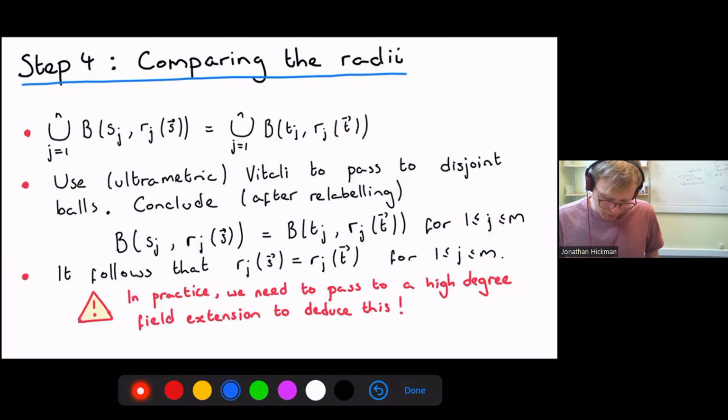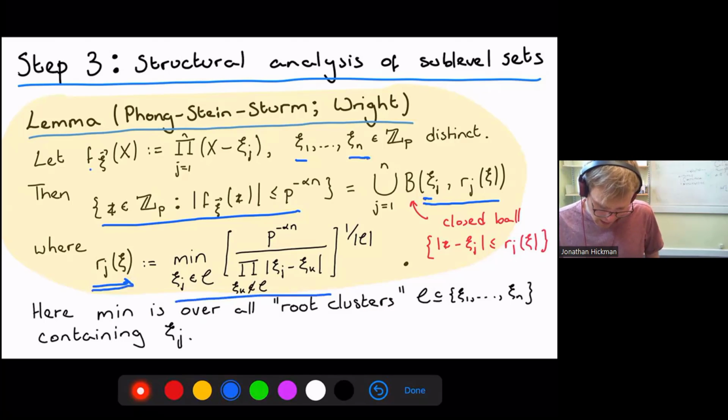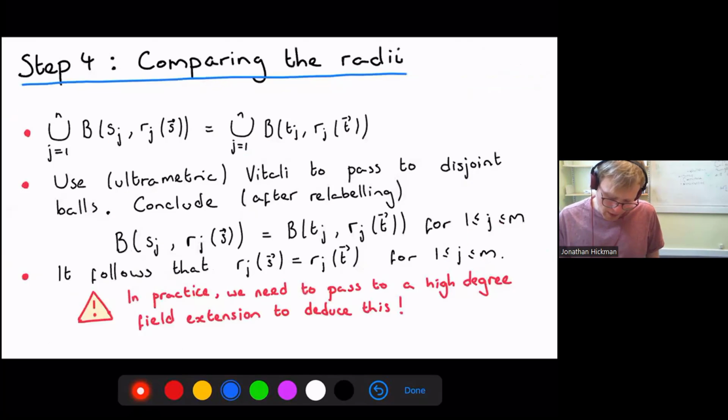Okay, so the next step is to apply this decomposition of the sublevel set in our situation. So we know that the sublevel set of the polynomial with the roots given by the SJs can be written as a union of balls, and similarly for the polynomial whose roots are given by the TJs. And we know that the sublevel sets are identical, so we can identify these unions of balls. Okay, so we have two families of n balls now, and we know that their union is the same set.